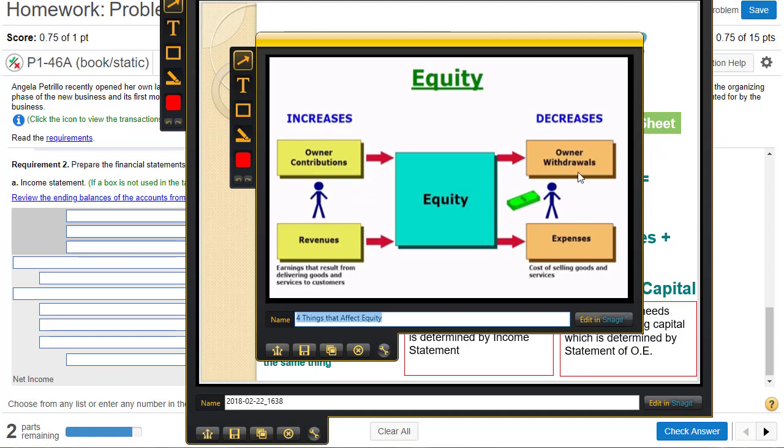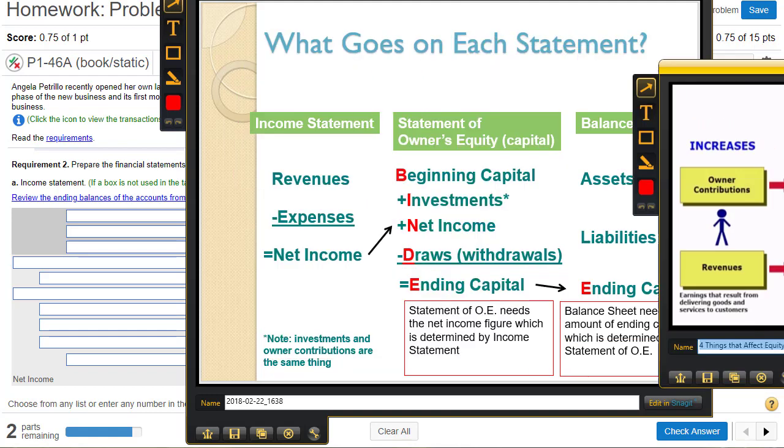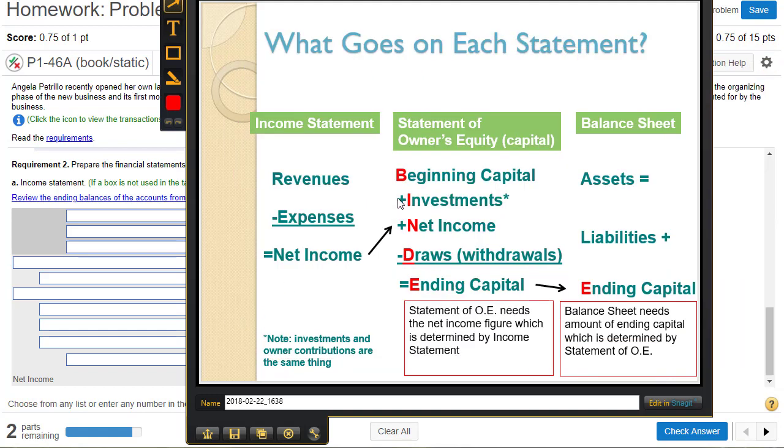Owner contributions and withdrawals. And owner contributions increase equity, withdrawals decrease equity, revenues increase equity, expenses decrease equity. So we're going to start off with investments. And because investments, also known as owner contributions, increase equity, we're going to add that to our equity account, the capital account. Next, we're going to take the combined revenue minus expense, which is net income, and we're going to add that to capital.